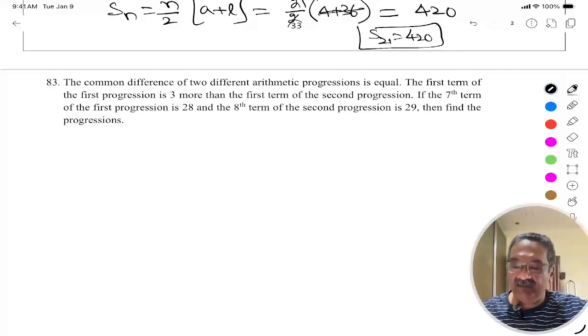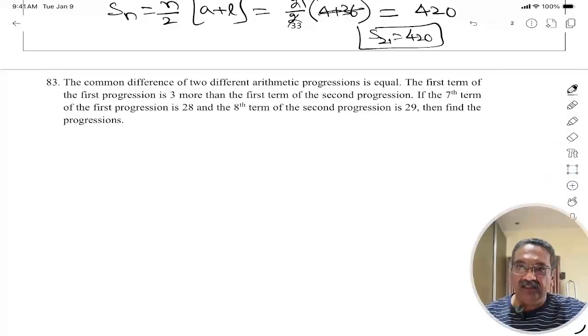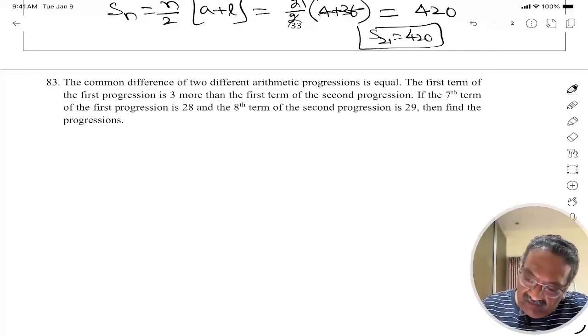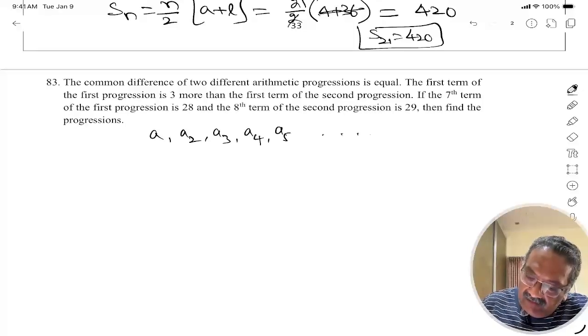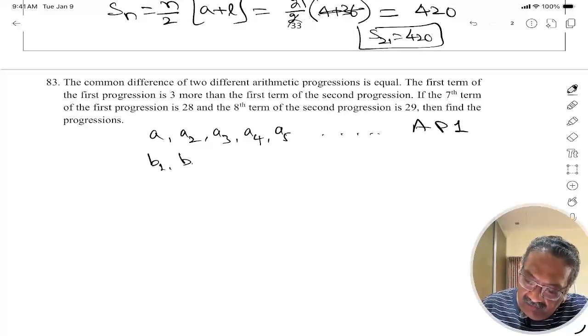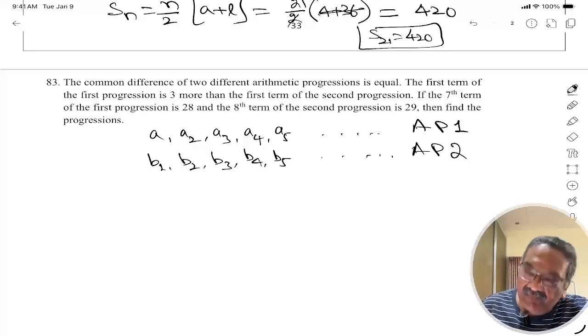That means there are two arithmetic progressions, not one but two. That I can say it as A1, A2, A3, A4, A5. This is AP1. One more AP is B1, B2, B3, B4, B5. This is another AP. Okay. Now, in both the cases, the common difference is D.